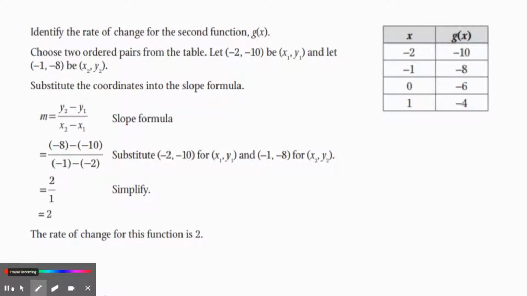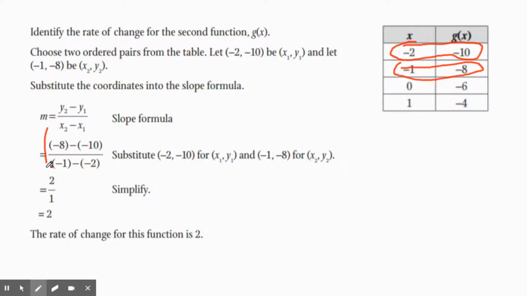And g of x is located in a table. Since it's in a table and it is linear, it doesn't really matter which values you choose. We could choose (-2, 10), and then we could choose (-1, 8). But since it's linear, any set of ordered pairs will work. Using the slope formula again, we get that the rate of change for this function is 2.